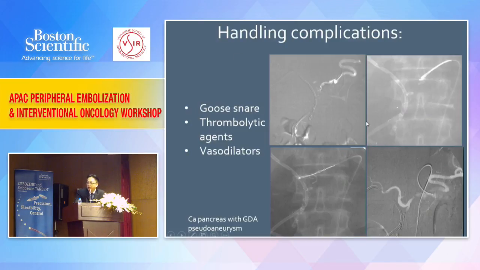Handling complication, the IR has to be ready to handle complication. This is very early days, I think 1998, where the coil fell back to the common hepatic artery, where we had to snare it out.